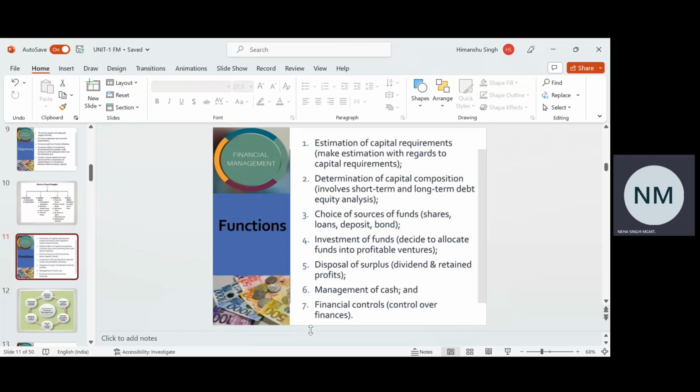Moving towards our next slide, which is based on functions of financial management. In the functions of financial management, first is to estimate capital requirements, to determine the capital composition, which involves short term and long term debt equity analysis, choice of sources of funds such as shares, loans, debentures, deposits, and investment of funds, where we decide to allocate funds into profitable ventures. Then disposal of surplus, like how much dividend is distributed among shareholders, and next is management of cash and financial controls.